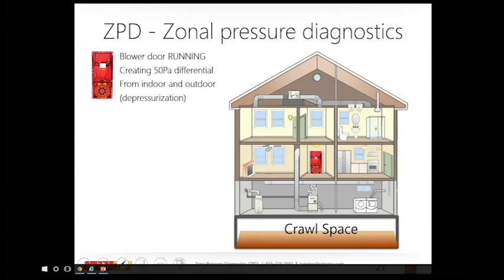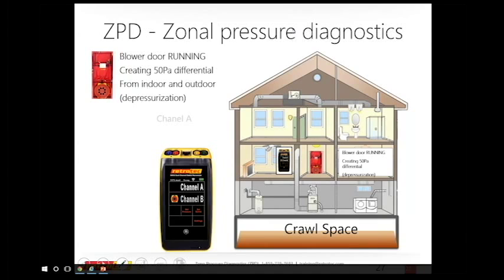So here we have the blower door running. That's a constant for a lot of the tests we'll be talking about. All right, I have a pressure differential of 50 pascals, and I have channel A connected with the blue tube, and I can now check it between.